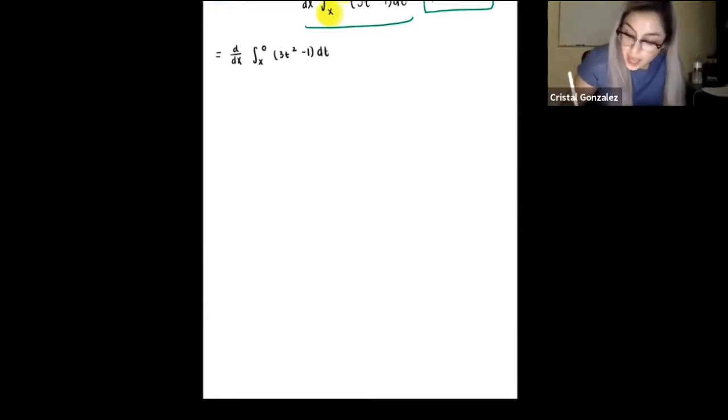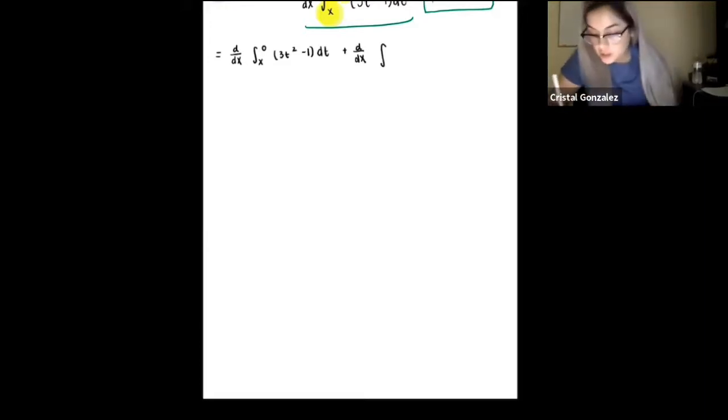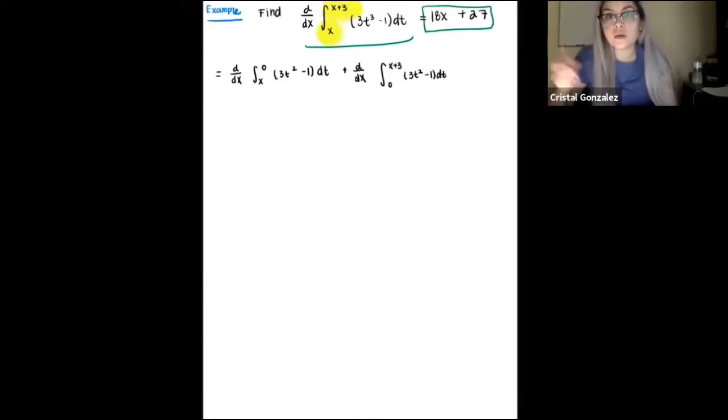And I'm going to add the derivative with respect to x of the integral from 0 to x plus 3 of that same function, which is 3t squared minus 1 dt. Now, this helps us out just a slight bit.